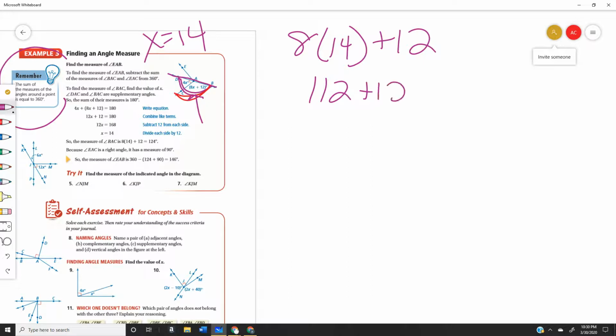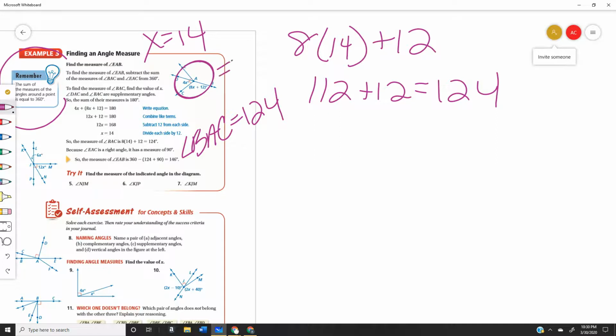Okay? Plus 12 is going to be 124. So that means that angle BAC equals 124 degrees. Now remember, all the way around equals 360 because it forms a nice circle. So I know that this one right here, BAC, is 124. I know that this one right here is 90.